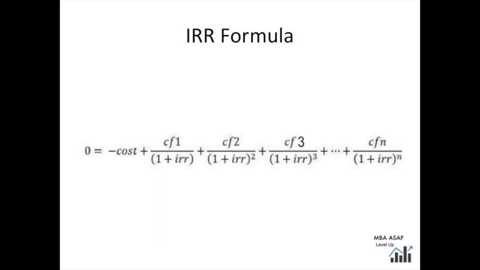So now we have an equation that looks like 0 equals the negative of the initial costs, right, plus the cash flow in year 1 divided by 1 plus the IRR, plus the cash flow in year 2 divided by 1 plus the IRR to the second power, plus the cash flow in year 3 divided by 1 plus the IRR to the third power, and on and on. Remember, there is a minus sign in front of the initial costs, right, because those are costs.